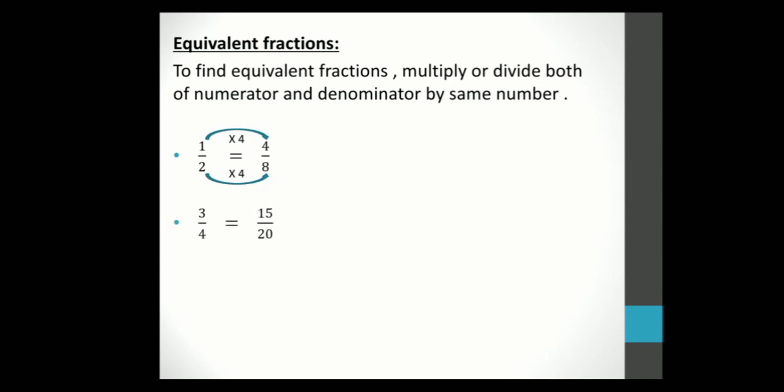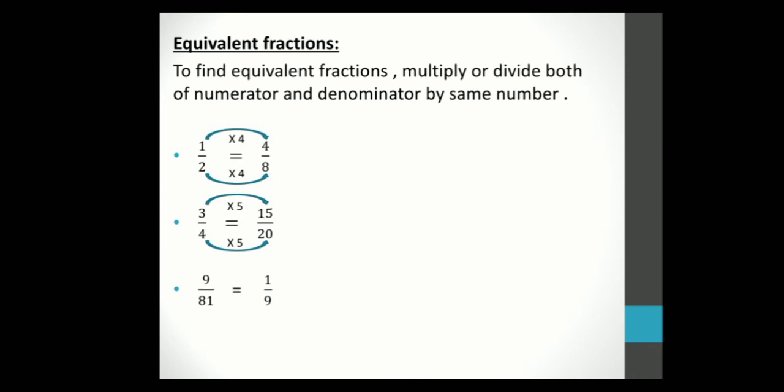3 over 4 can be written as 15 over 20. To convert the 3 to be 15, we multiply 3 by 5. So we have to multiply 4 also by 5 to convert it to be 20. So 3 over 4 can be written as 15 over 20.